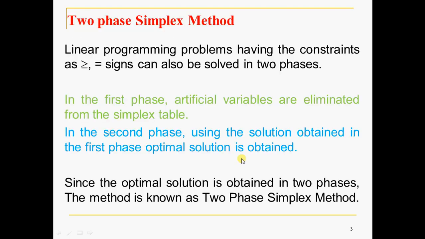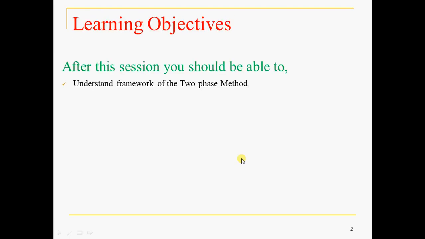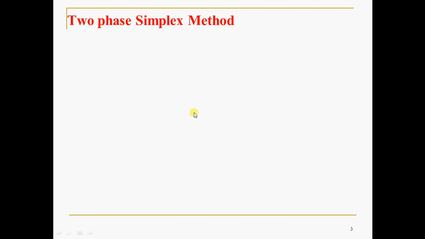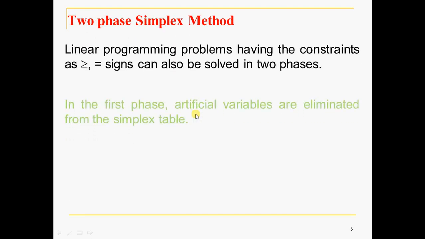I am very sure that I have met the learning objectives of this session. Understanding the framework of the two-phase method, that is what is phase 1, what you will do. We will write the virtual or auxiliary LPP with all zeros as the coefficients except for artificial variables. Then solve an LPP, that is linear programming problem, using the two-phase method.